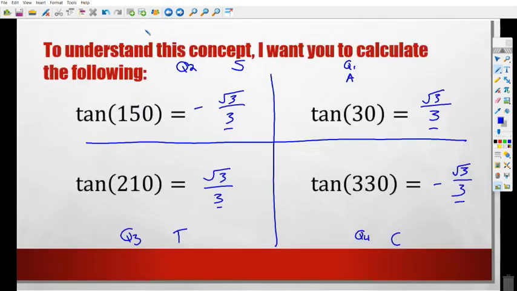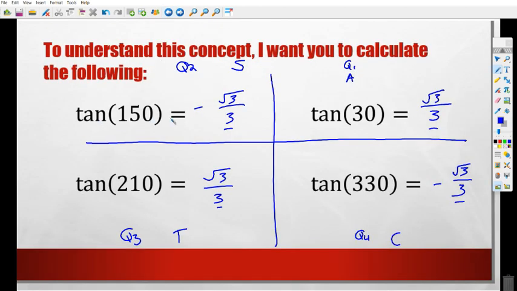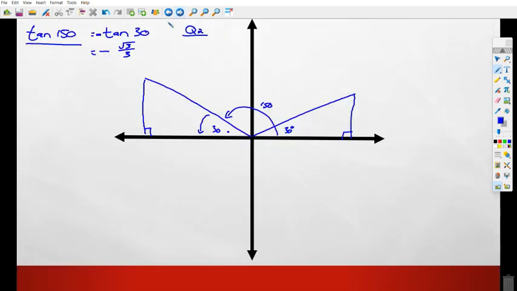If we go back, tan of 30 we know was square root 3 over 3. So it's negative square root 3 over 3. Now let's look at what tan of 150 was. What did our calculator give us? Tan of 150 was negative square root 3 over 3. Wow, awesome stuff. So instead of using my calculator, I just used my 180 degree rule.